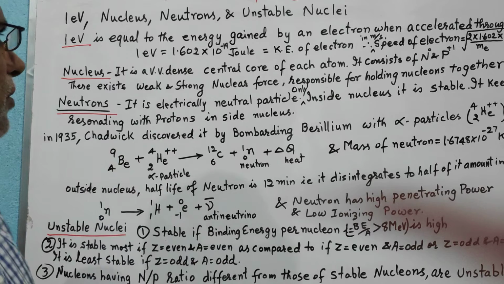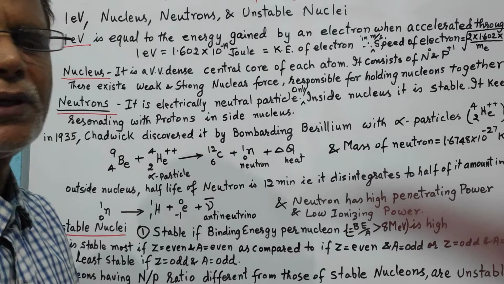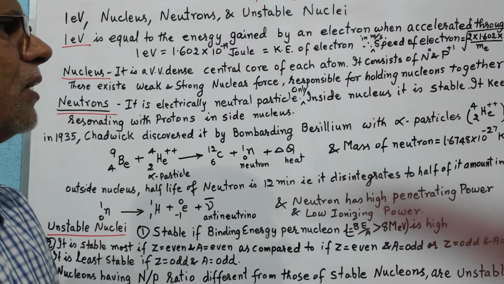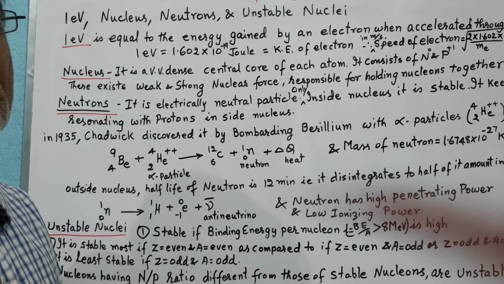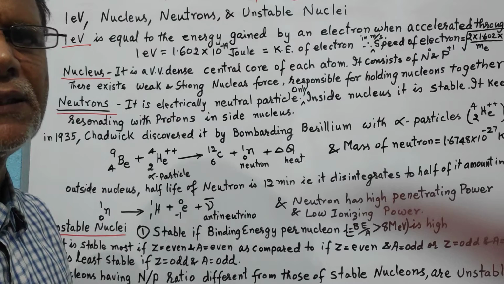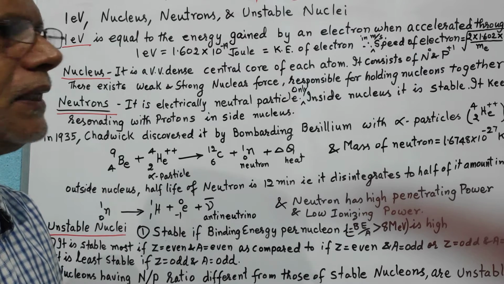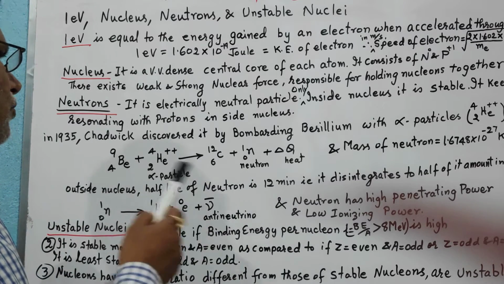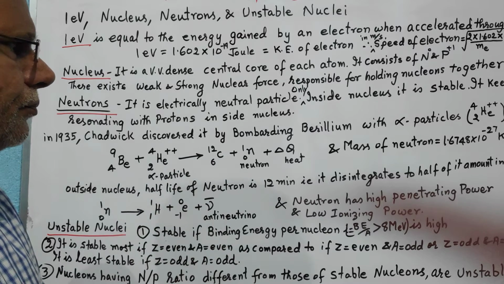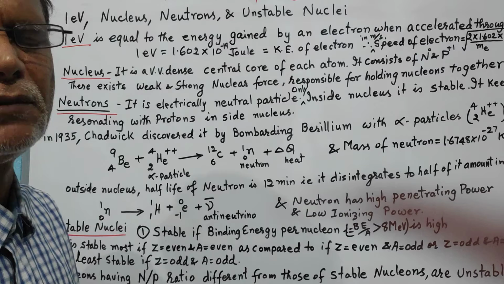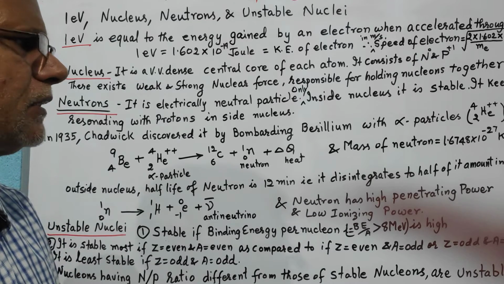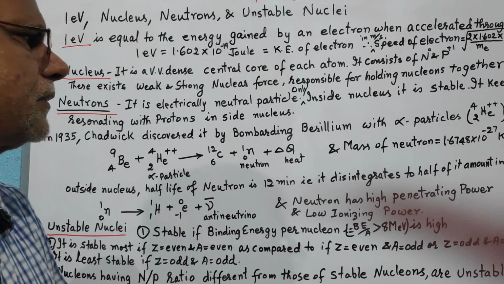Now what is a neutron? It is an electrically neutral particle which resides inside the nucleus in a stable form. When it is not inside the nucleus, it is not stable and its half-life is nearly 12 minutes. This means the neutron disintegrates to half of the amount in 12 minutes if it is outside the nucleus.